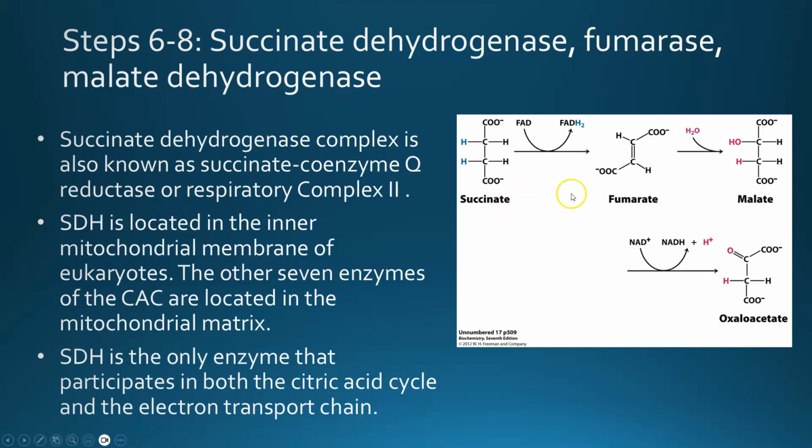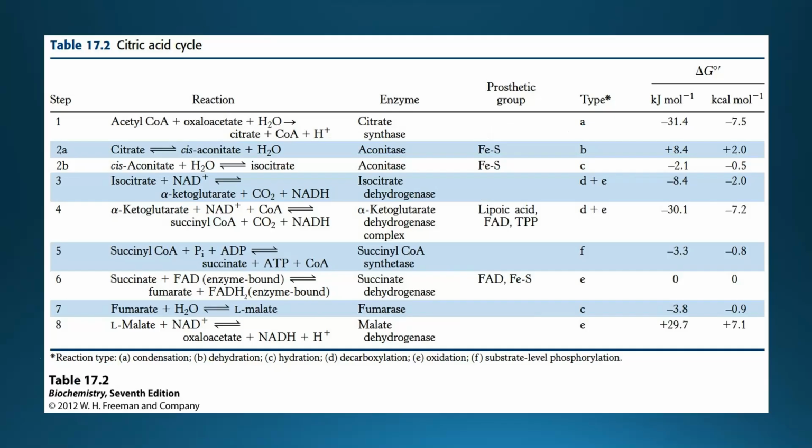And it is important to note that the succinate dehydrogenase complex is also found in electron transport, which we'll see later. Here are the energetics of the 8 steps. The delta G naught primes are the standard free energies of the reactions under biochemical conditions. Notice that steps 1 and 4 are extremely favorable or far from equilibrium. And the other one that is the next most favorable is step 3. So that's the isocitrate dehydrogenase reaction.